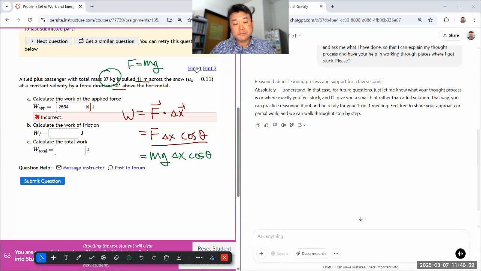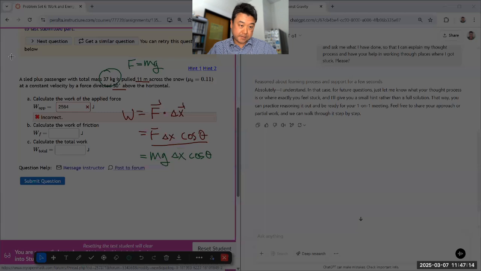You need to figure out the force. But let's say reading this hint, you don't realize that's what you need to do. And reading this hint, that's a hint for parts B and C. There is a shortcut, but you need to get part A first. So let me ask ChatGPT.